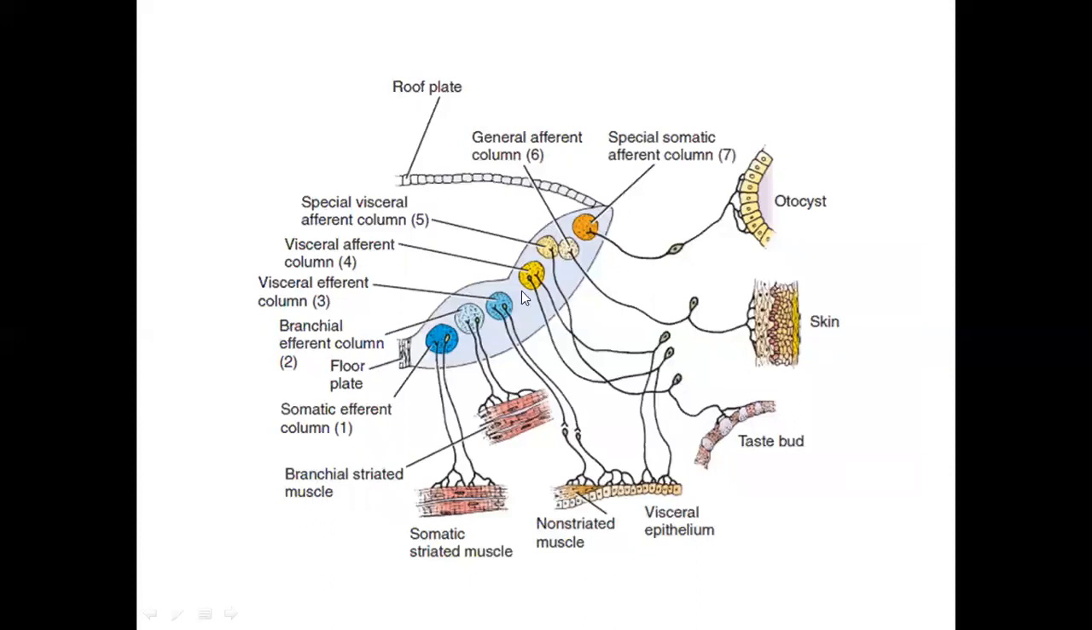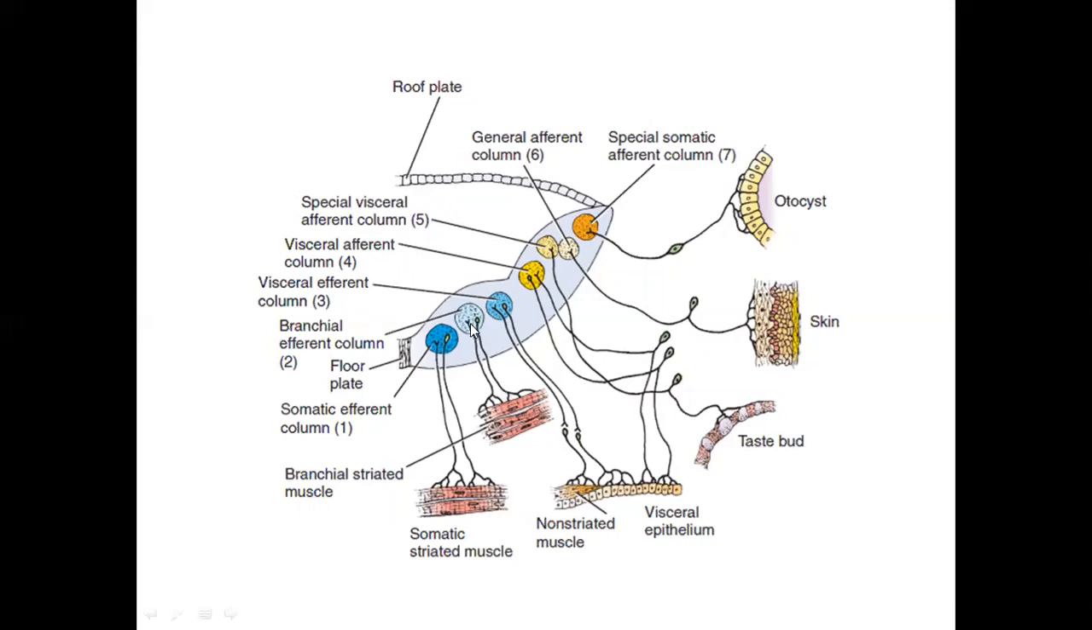So over here we are seeing the brain stem, right? This one is the basal thickening, so this is the efferent column. We have a somatic efferent column and a visceral efferent column. These two columns will be present in the spinal cord. Now in the brain stem we have the special branchial efferent column as well, the column which is supplying the muscles derived from the pharyngeal arches. So it is also known as the branchiomotor column, right?